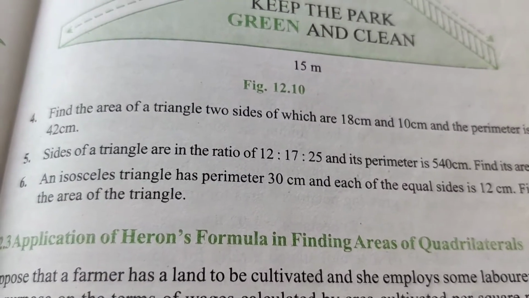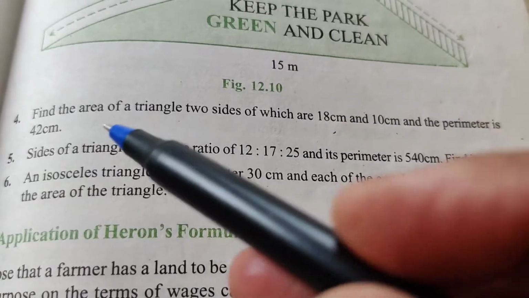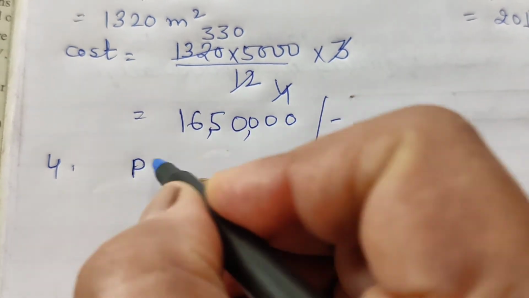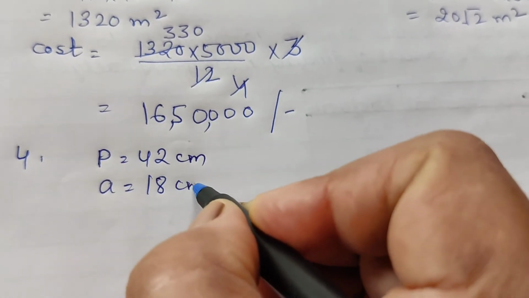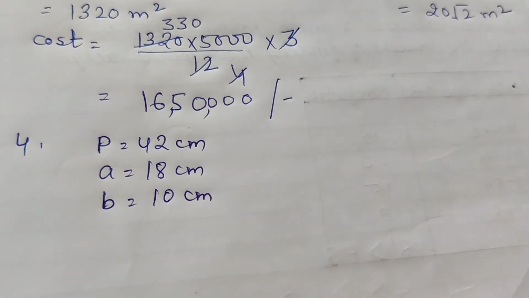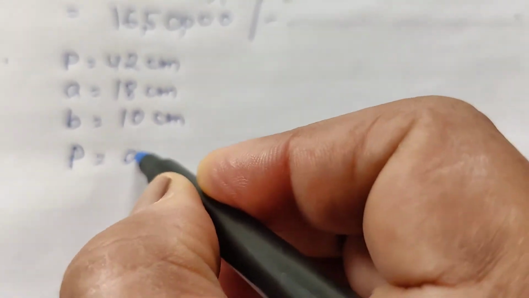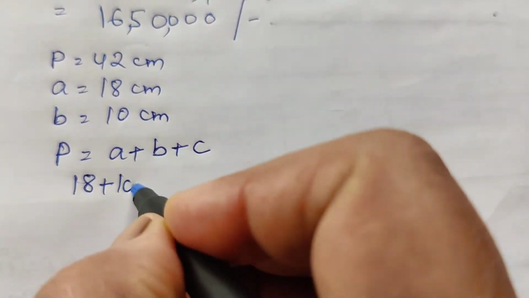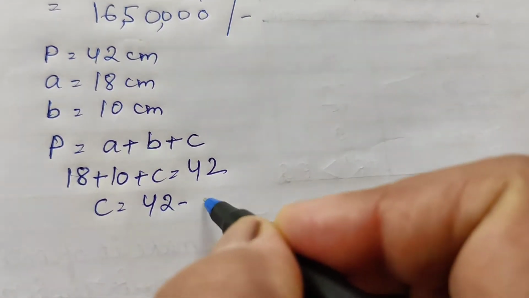Question number 4. Find the area of triangle, two sides of which are 18 centimeter, 10 centimeter and the perimeter is 42 centimeter. Perimeter equal to 42 centimeter and one side is 18 centimeter and other side is 10 centimeter. Now we have to find the side C. Perimeter P equal to A plus B plus C, sum of the three sides. Here 18 plus 10 plus C equal to 42. C equal to 42 minus 28.